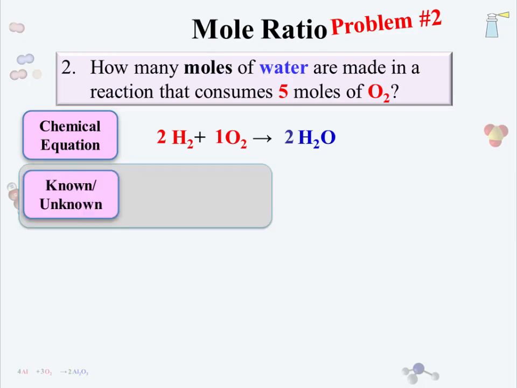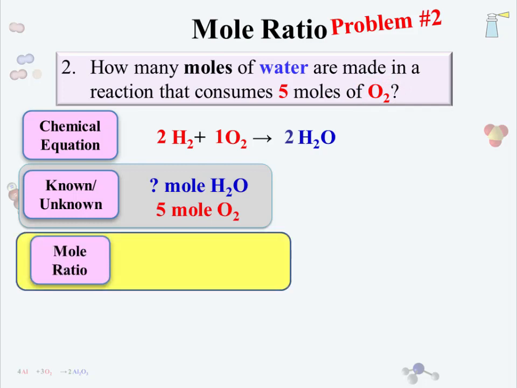Proceeding to the known and unknown, we return to the problem. It asks for moles of water. That makes this the unknown and the desired substance. Add that unknown to our setup. What else can we glean from this problem? It does discuss the reactant oxygen and gives a value of 5 moles. This is a known, and it is our current or given substance.